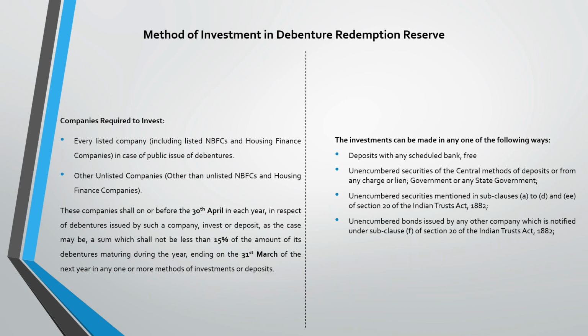The investment should be made in any one of the following ways. The Companies Act has prescribed 4 methods. It should be deposits with any scheduled bank, free of charge; unencumbered securities of the central government or the state government. Unencumbered means free of charge. And unencumbered securities and unencumbered bonds mentioned in the Indian Trust Act. So the company has to mandatorily invest in debenture redemption fund in any of these 4 ways. The companies mandatorily required to invest are every listed company, including listed NBFCs and HFCs, housing finance companies, and other unlisted companies, excluding NBFCs and housing finance companies.